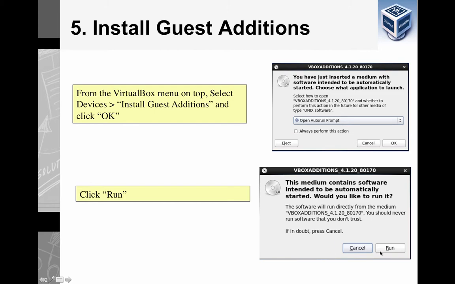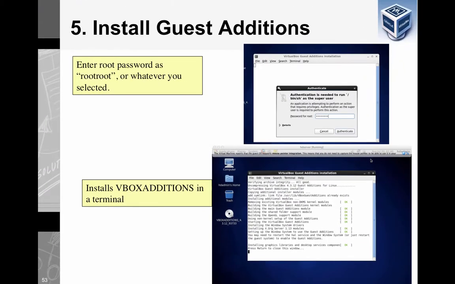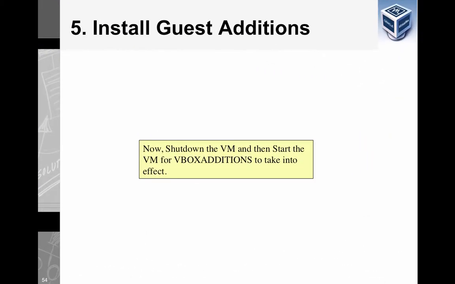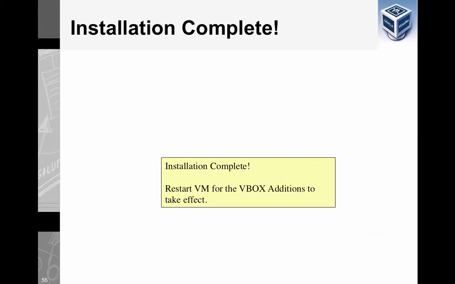You hit OK, and then you say Run, and that is going to launch your guest edition installation in a terminal. But by the way, before it does that, it's going to ask you for your root ID, root password. So enter your root password as root, R-O-O-T, R-O-O-T. You'll go through the VirtualBox guest edition installation. In order for you to take advantage of the guest editions, it's a good idea to restart your VM. So shut down your VM and restart it. And voila, your installation is complete.